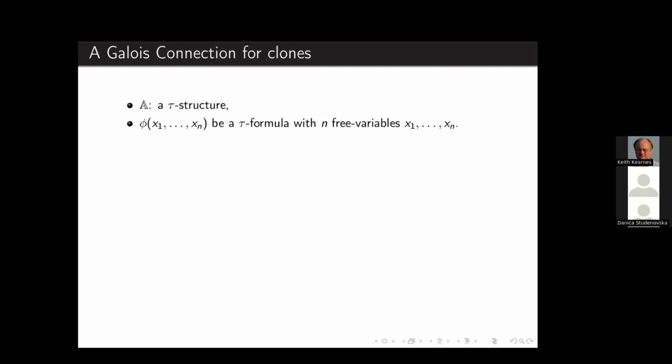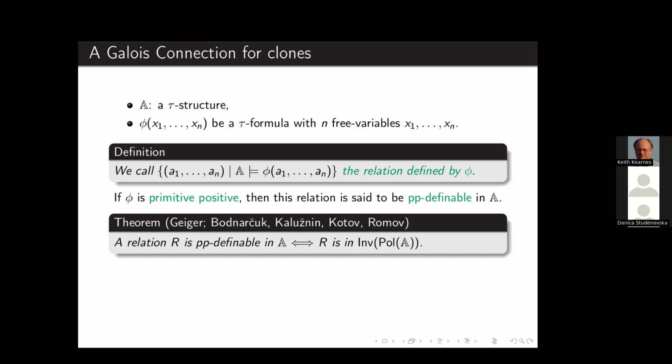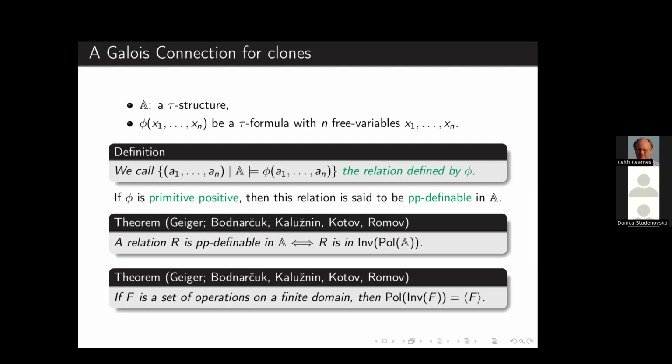First, I want to define what it means for a structure to pp-define another structure. I am given a structure A on some signature and a pp formula phi on the same signature with n free variables x1 to xn. Then I say that the relation defined by this formula phi is exactly the set of tuples that witness the satisfiability of this formula in the structure A. In particular, if phi is primitive positive, I say that this relation is pp-definable in A. Then we have two nice results that give us the Galois connection. The first one tells us that a relation R is pp-definable in A if and only if R is in Inv(Pol(A)). On the other side, if F is a set of operations on some finite domain, then Pol(Inv(F)) is exactly the clone generated by this set of operations.